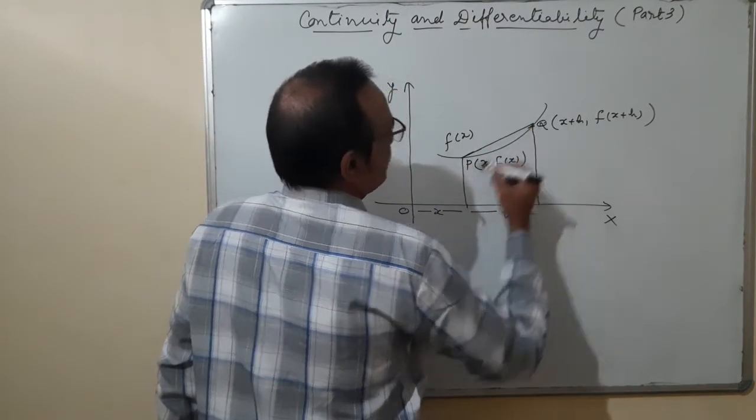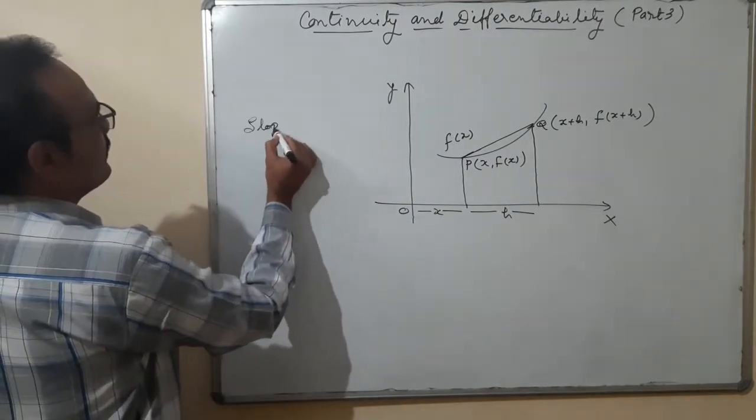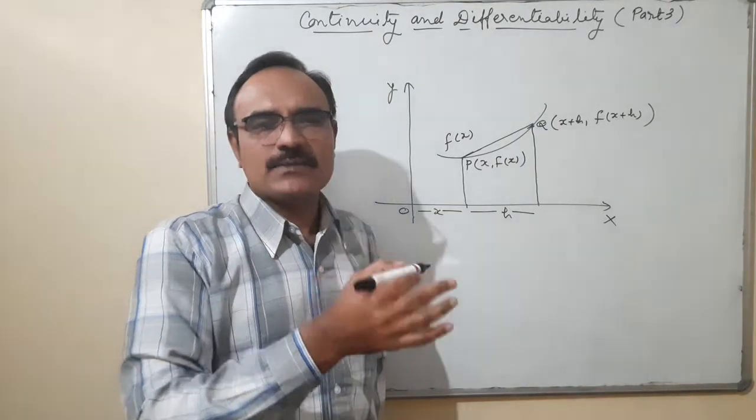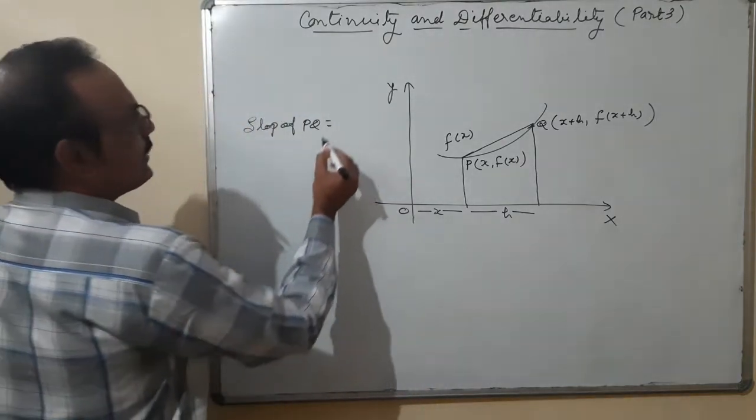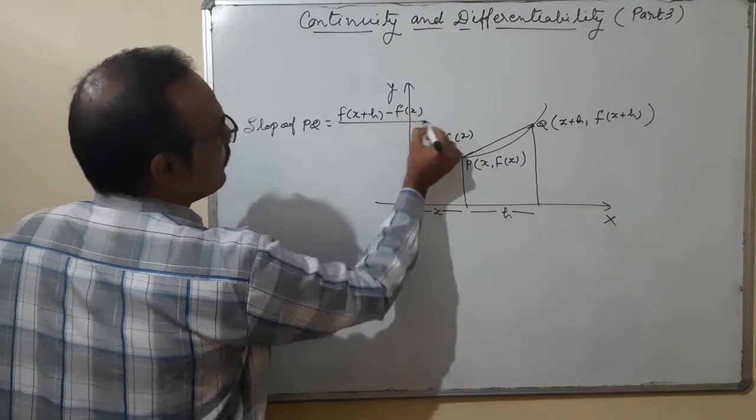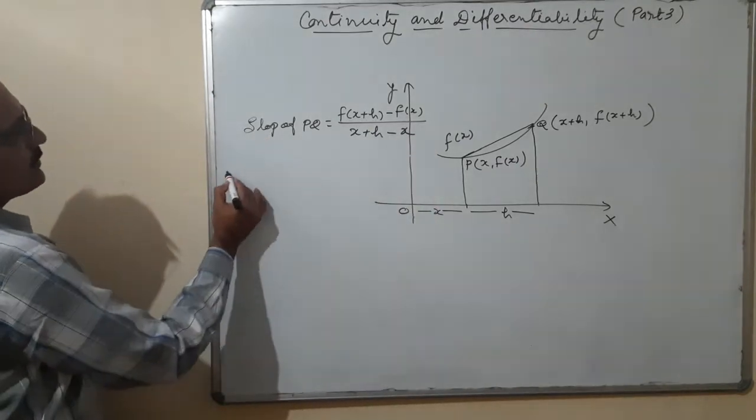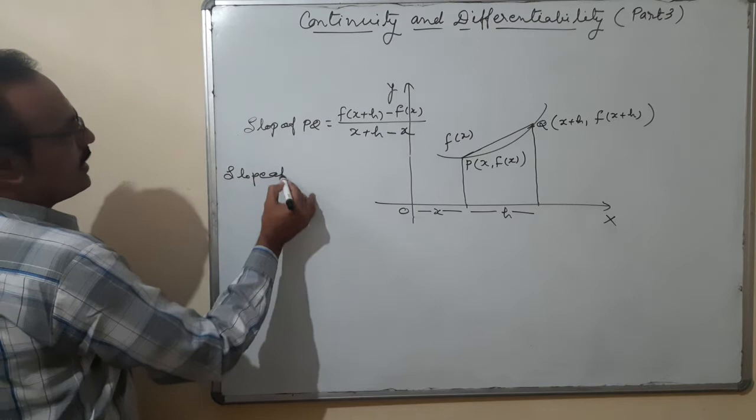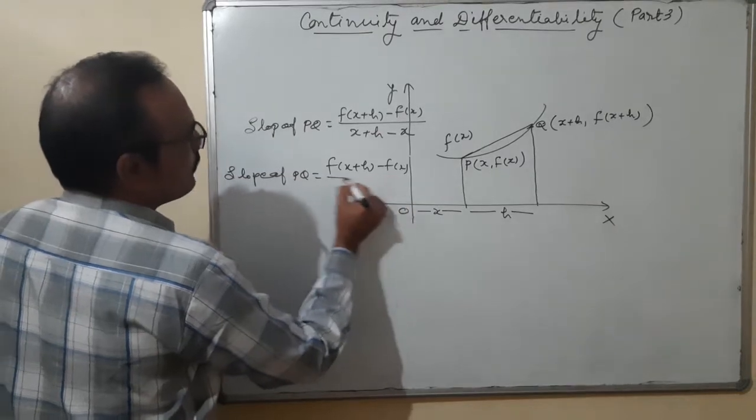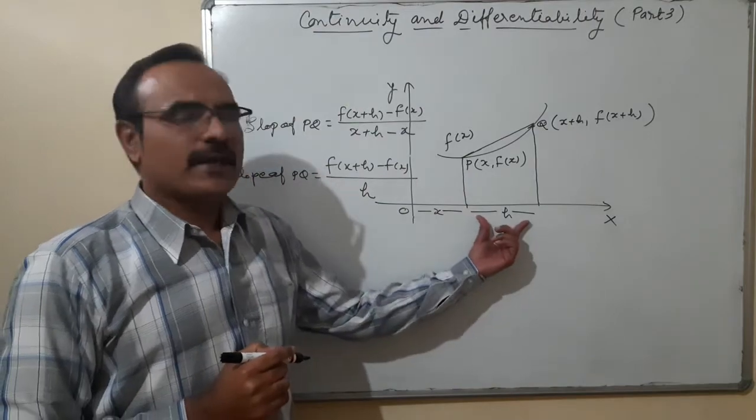Join P to Q and we are going to find the gradient, the slope of PQ. You know the formula: y2 minus y1 upon x2 minus x1. So I write here f of x plus h minus f of x upon x plus h minus x. That means the slope of PQ is equal to f of x plus h minus f of x upon h.